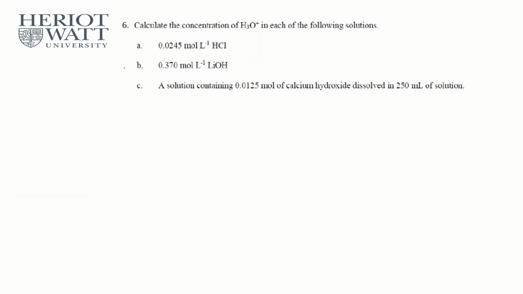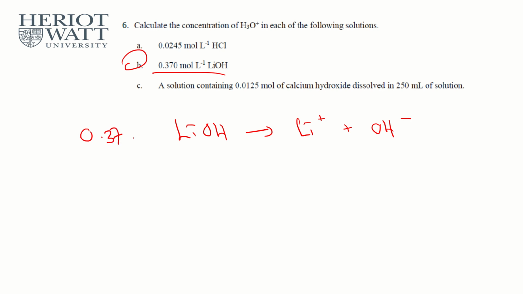Let's continue. So what is the concentration of H3O plus in each of the following solutions? What about this? This one is not an acid, it's an OH minus, right? How do we do that? So let's write out the equations. LiOH turns into Li plus and OH minus, right? In water, of course. So initially the concentration is 0.37 mole per liter. Okay, and what is the concentration of OH minus expected? 0.37. Can I say that? Yes, because it's 1 to 1. You get 0.37, and this is a strong base.